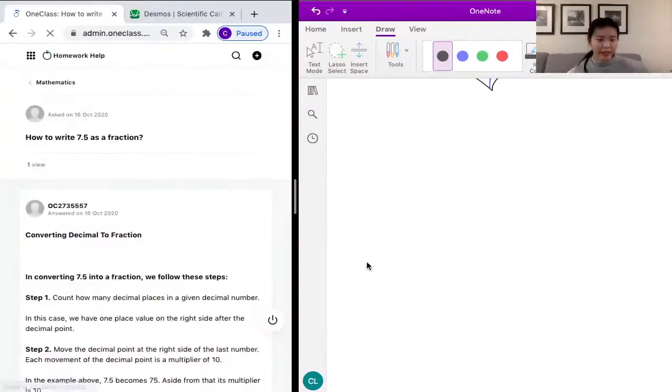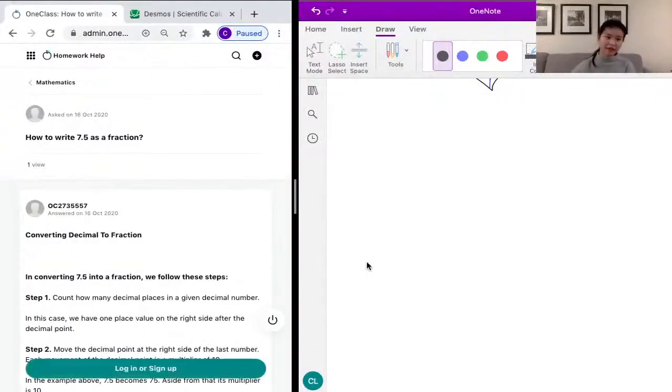So the next problem over here asks us how to write 7.5 as a fraction. So essentially it's asking us to convert a decimal into a fraction. How do we do that? It is actually quite straightforward.